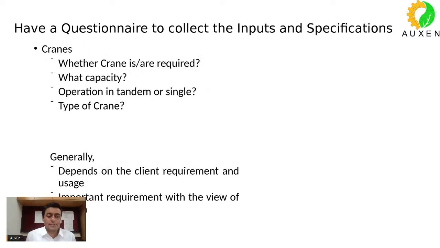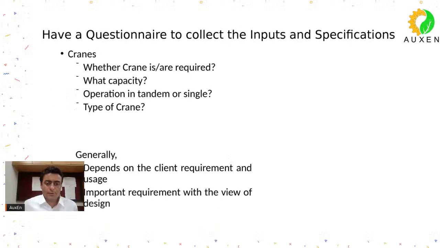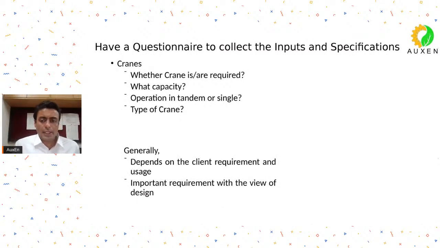Then cranes, again, very important. From the usage, you will understand whether or not cranes are required in your industrial shed. And if there is a crane required, what capacity of crane, whether it is a 1 ton, 2 ton, 3 tons, 5 tons, 10 tons, 15 tons, 20 tons, which type of crane, whether it is a monorail or a double gantry type of crane, or whether it is to be suspended from the roof, or whether it is a jib type of crane. So all these questions have to be asked. What is the type of crane you want?